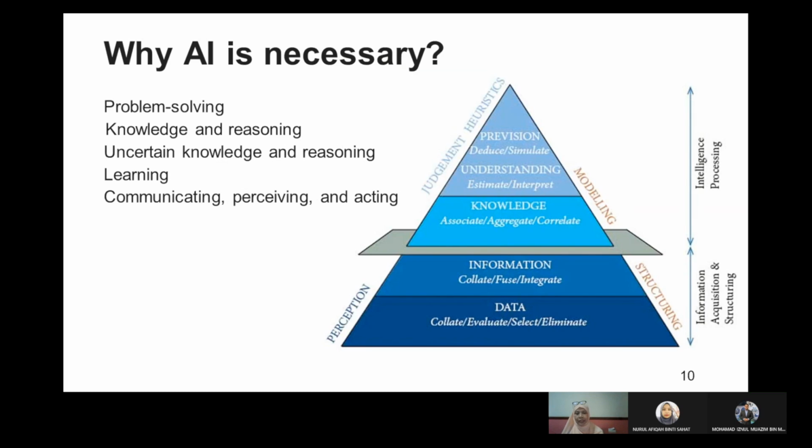Why is AI necessary then? Having said that, now AI can be used for problem solving. AI can be used in knowledge and reasoning. It can be built on knowledge and reasoning. And if there is uncertain knowledge or missing piece of information, we can build the AI and make it a learning process for the AI to improve the problem solving process. Of course, when everything is in place, AI becomes a very powerful tool in communicating and for actions to be taken.